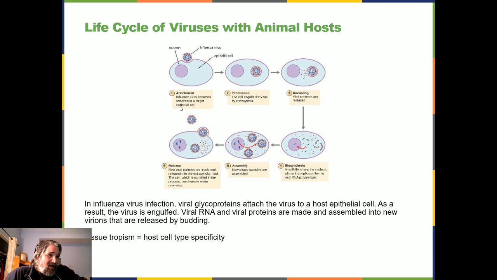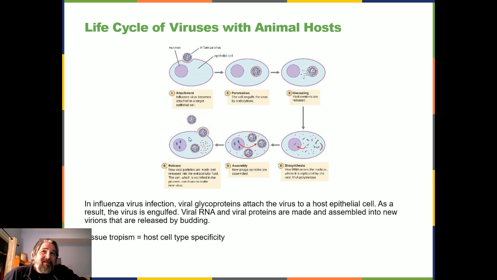So it binds and the cell engulfs the virus by endocytosis. The virus is uncoated. So we have attachment, penetration, uncoating, biosynthesis. The viral RNA enters the nucleus, where it is replicated by the viral RNA polymerase. New viral particles are assembled and then released. The cell may not be killed in this process, so lysis isn't the automatic fate. That cell could persist for a while, creating and releasing new virions.